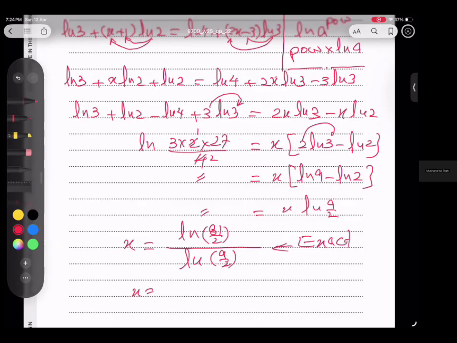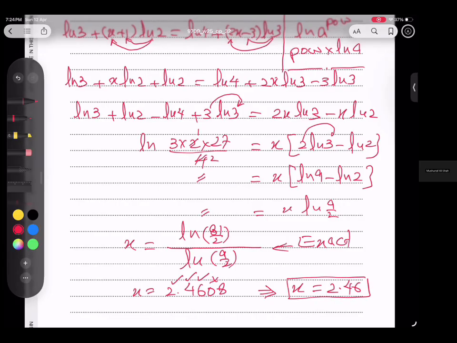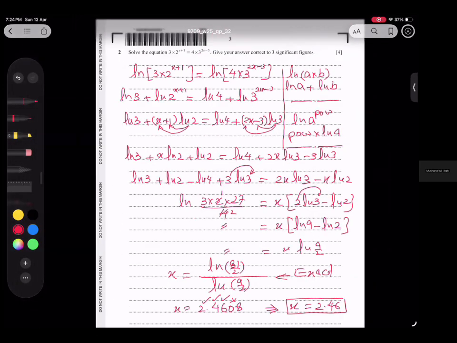And what is the way of writing? Log of 81 by 2, in the denominator, log of 9 divided by 2. And if I check it in the calculator, just a minute, please. Once again, log of, I think, yeah, just a typing error. Yeah, I'm getting here 2.4608, and he wants 3 SF. So 2.46 is the required answer, and I hope the concept of the question is very clear.